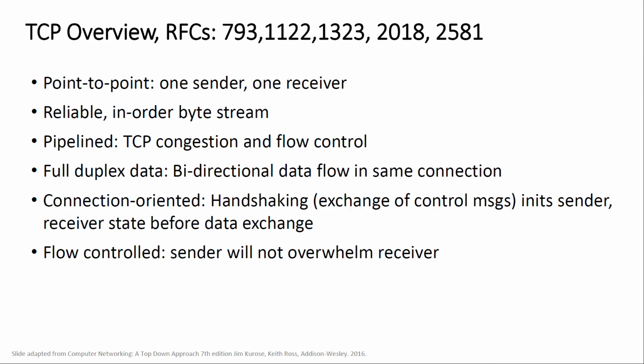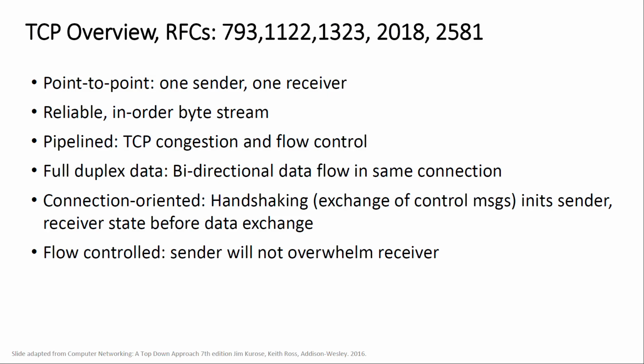But if we go to TCP, this is point-to-point, one sender and one receiver, reliable, in-order byte stream, pipelined, with TCP congestion and flow control, which, as I told you a minute ago, UDP doesn't have. Full duplex data, bidirectional data flow in the same connection. It is connection-oriented, handshaking, exchange of control messages, initiates sender and receiver state before data exchange.